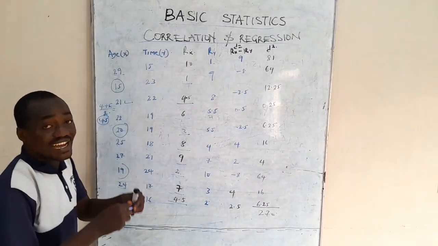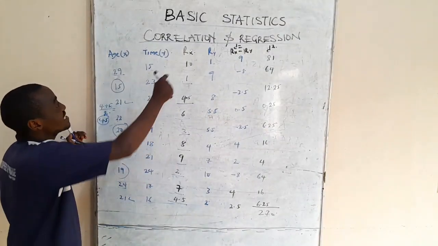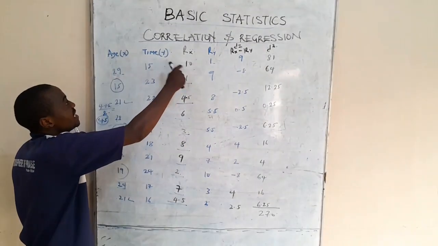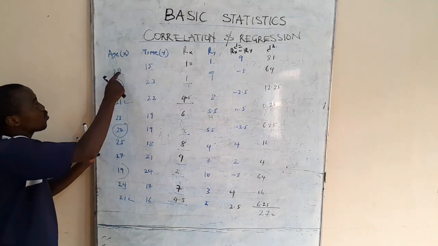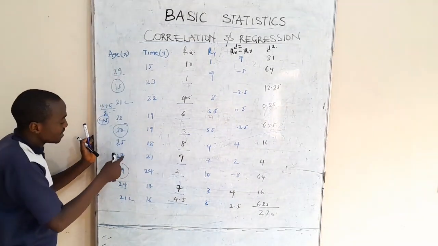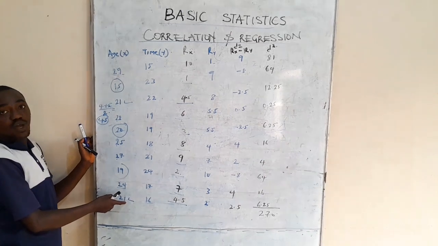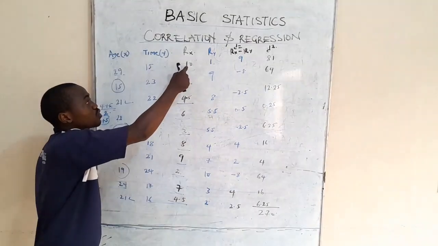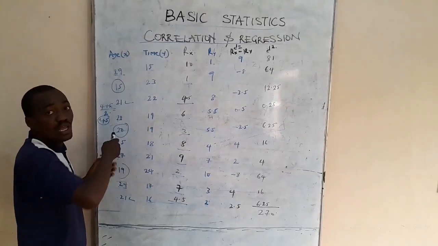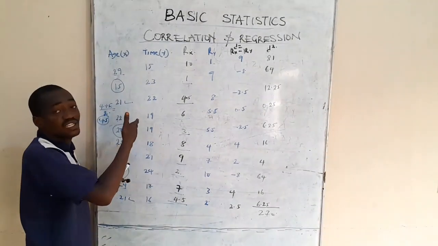Immediately you finish the ranking, you should check that your last rank is equal to the total observation. Let us check this: 1, 2, 3, 4, 5, 6, 7, 8, 9, 10. We have total observation to be 10, and our last rank here is 10. If you discover that your last rank is not equal to the total observation, then you have to check your work again.